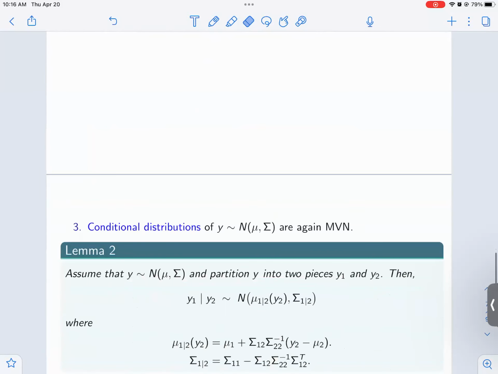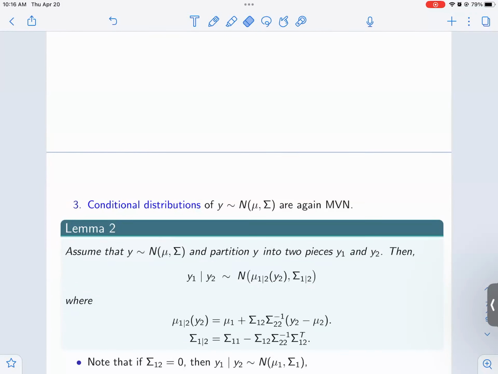Okay, third property. Third property is that conditional distributions are Gaussian or multivariate Gaussian. This is a very interesting property, but you're not going to use it much. So I'm going to be very brief. So what I mean by conditioning, so do people know about conditioning? Conditioning one random variable on another? Yes. You basically already know. Yeah, good. Yeah, so that's the idea.